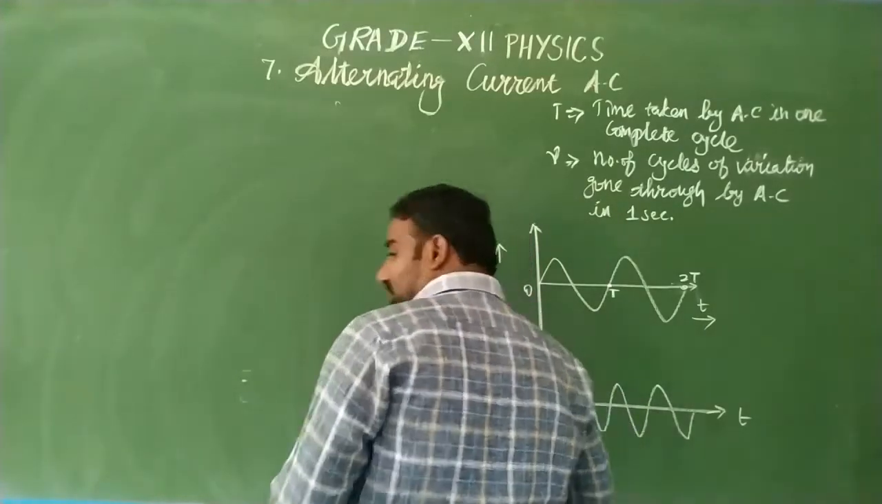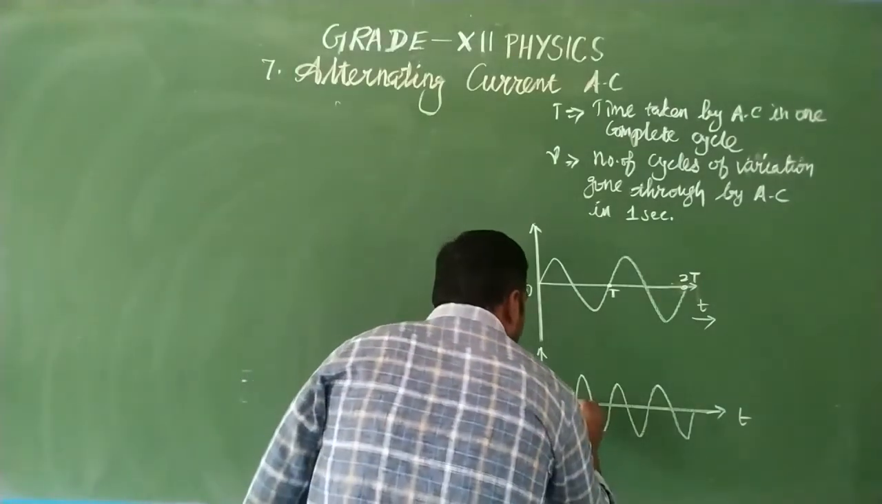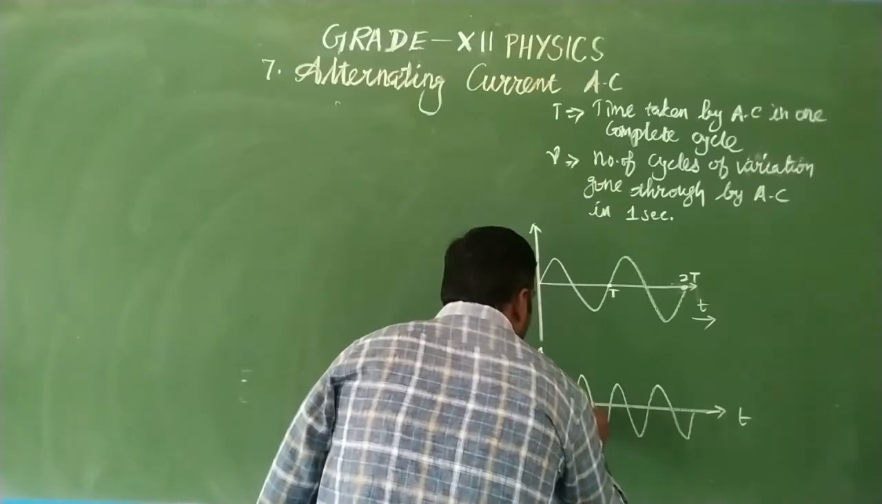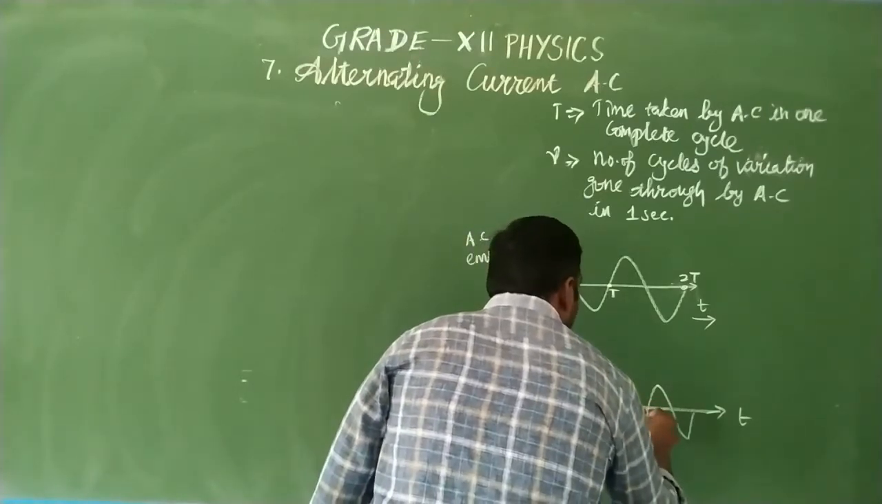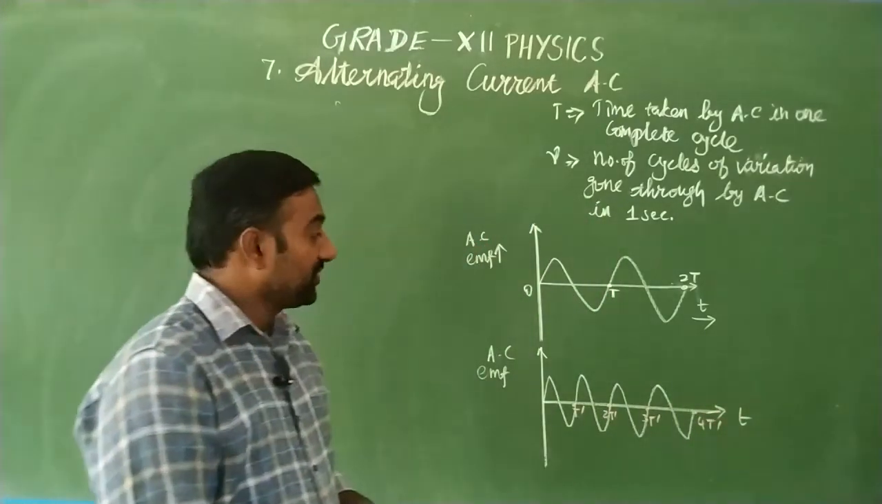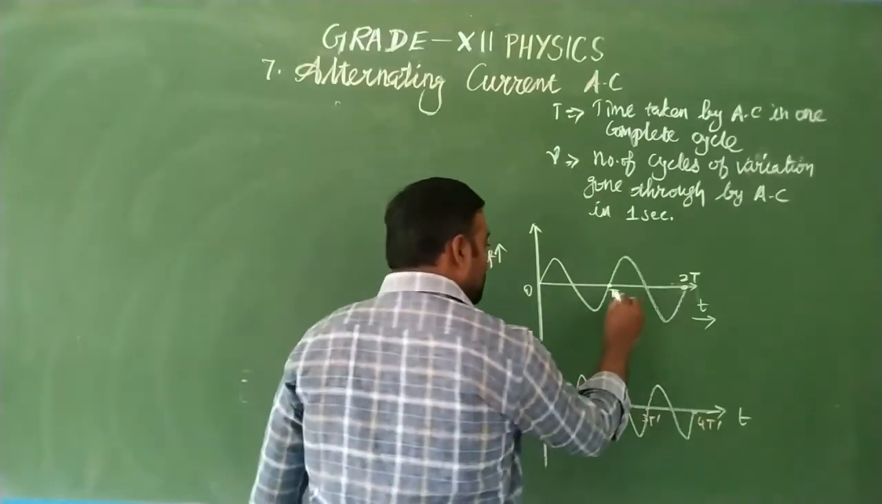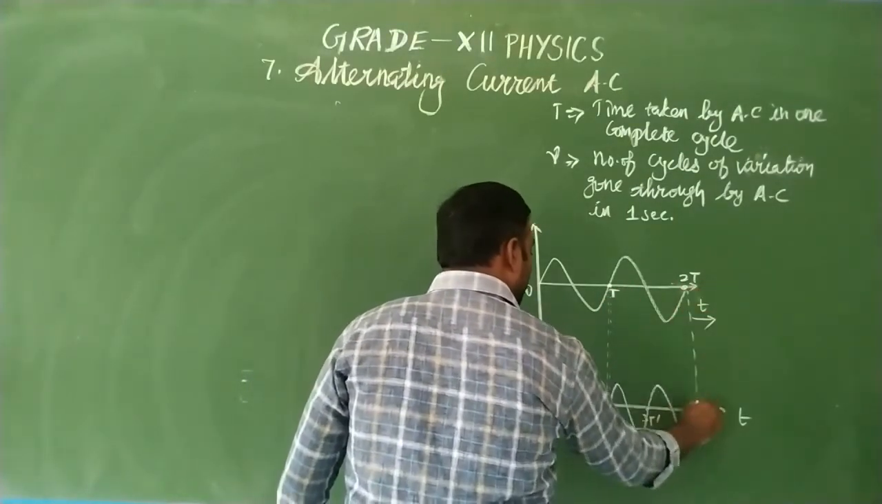So this one we can use to represent it as T dash. This is T dash. This is 2T dash. This is 3T dash. This is 4T dash. So I'm comparing both. This is one complete wave, no? This is second complete wave.